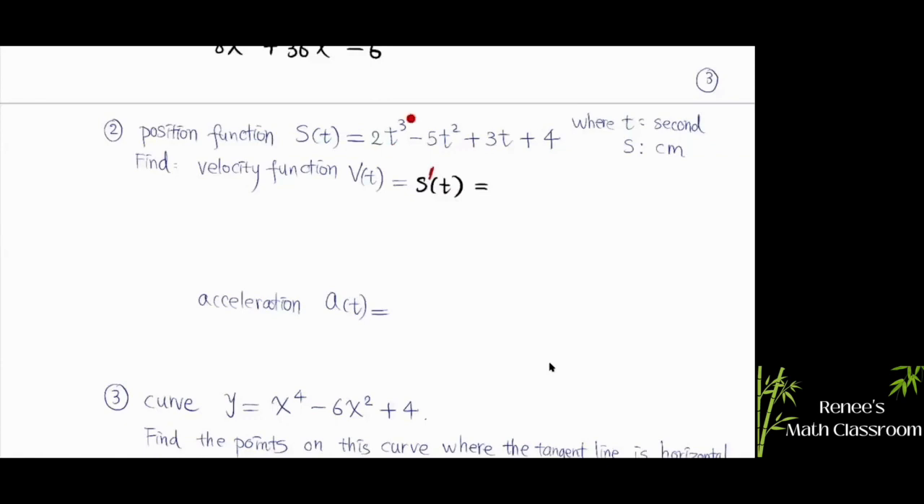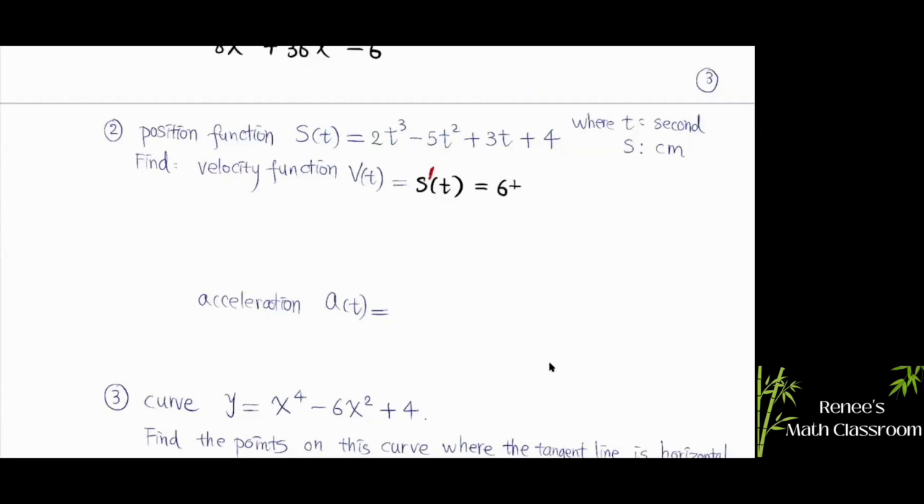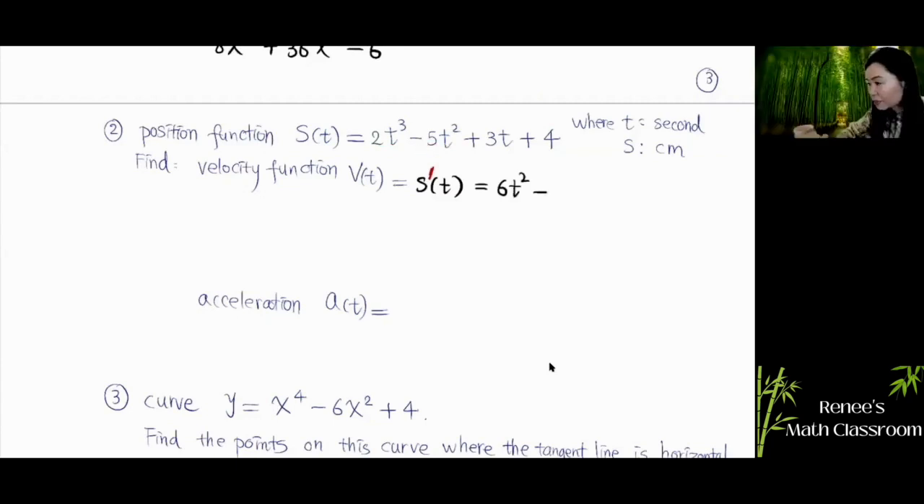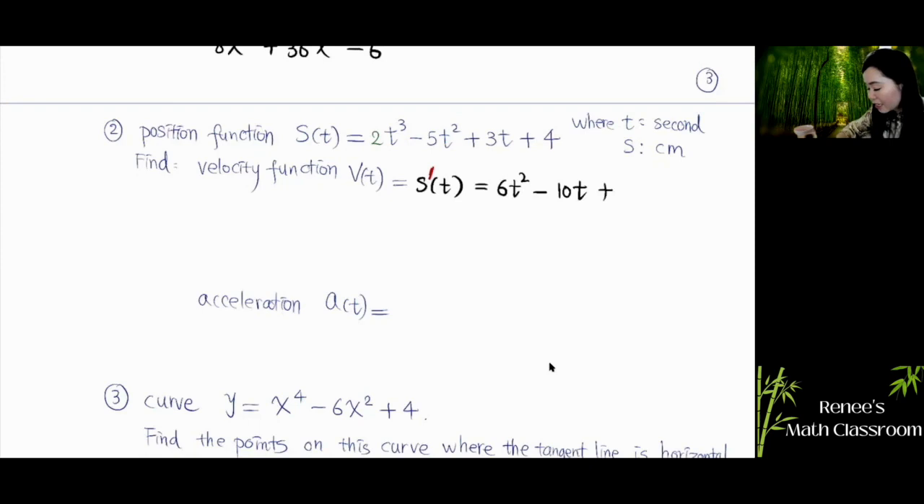3t squared, which is going to be 6t squared. And then the next one, 5 times 2t, 10t. Yeah, you got it. And then the derivative of 3t is 3. Yes, you got it. So plus 3. And the derivative of 4 is what? 0. Yes. So that would be a derivative.